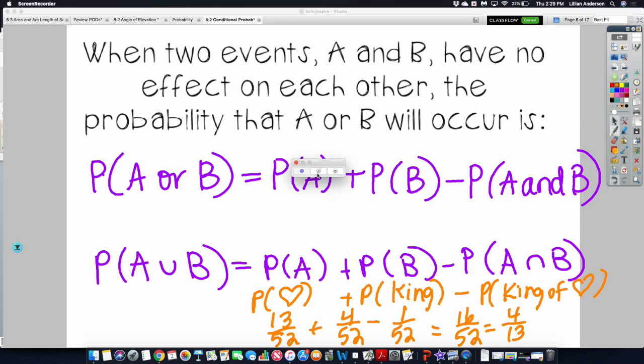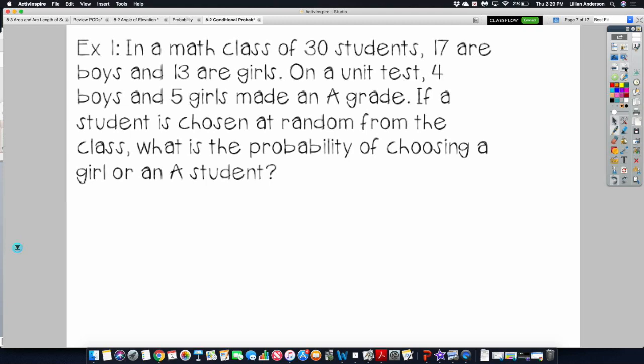So let's look at an example, okay? In a math class of 30 students, I just changed this to 20 and made it more realistic to this class of 19. So here we go. In a class of 30 students, 17 are boys and 13 are girls. On a test, 4 boys and 5 girls made an A grade. If a student is chosen at random from the class, what's the probability of choosing a girl or an A student? Do you see what your two different events are?